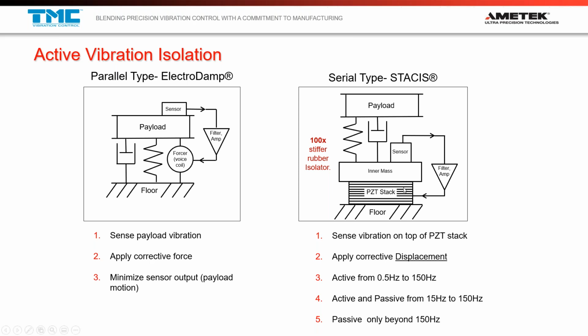So what you have here is an additional component. If you want to create a serial type system, you need to somehow separate your load-bearing piezoelectric actuators from what it's supporting. So we have this inner mass in the middle here, and we place our sensor on the inner mass. That sensor does the same thing that it's doing in a parallel type system. It wants to stay at zero, and it sends its signal to the feedback control system, which then tells the piezoelectrics to expand and contract and provide a corrective displacement over what's sensed, equal and out of phase.